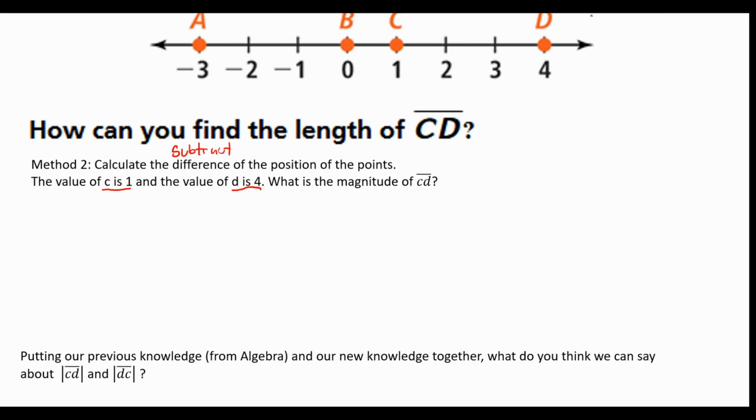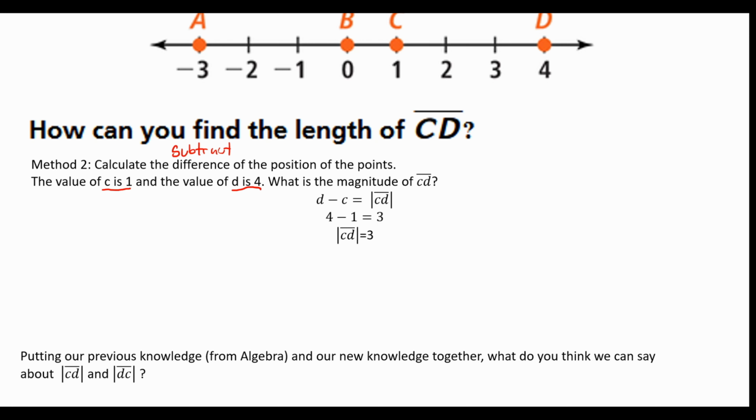So to do that, I'm going to do D minus C, and that will give me the length of line segment CD. So I'm going to use the ruler postulate to say that D and 4 are corresponding, and C and 1 are corresponding. So D minus C is equal to 4 minus 1, which gives me 3.